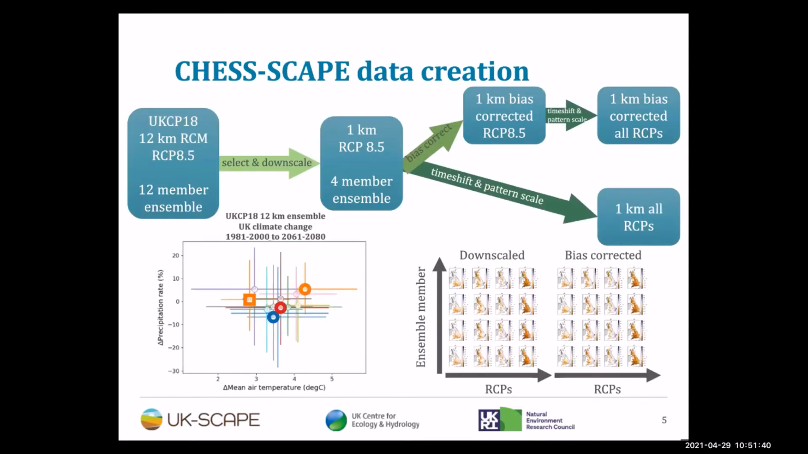So, as I said, there are sort of 3 steps to this, which I'll tell you about very briefly. We take ensemble members from the UKCP18 RCM ensemble, we downscale them to 1 kilometre, we bias correct to historical data, and then for both the bias corrected and the non-bias corrected, we create the 3 other RCPs that don't exist in the UKCP18.